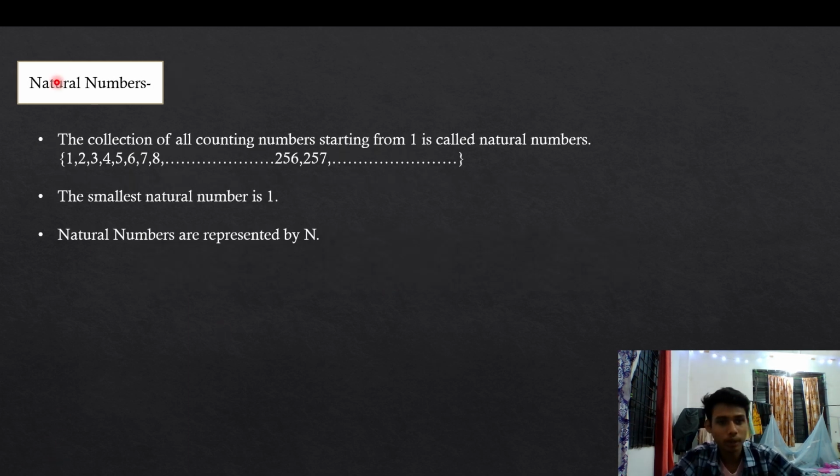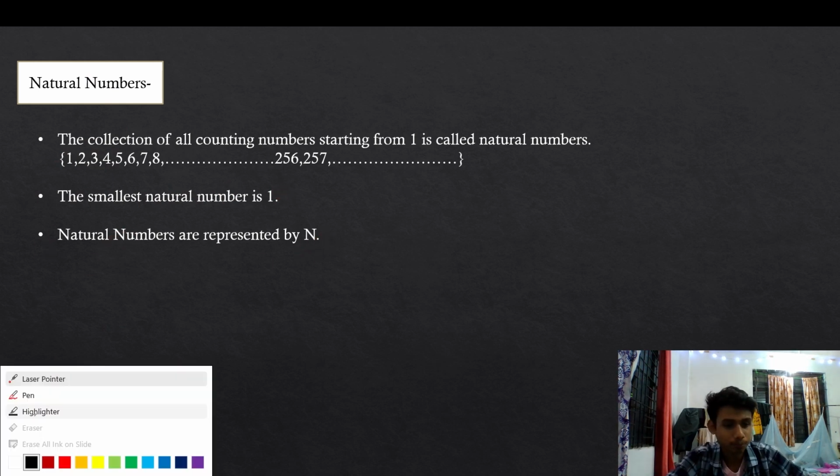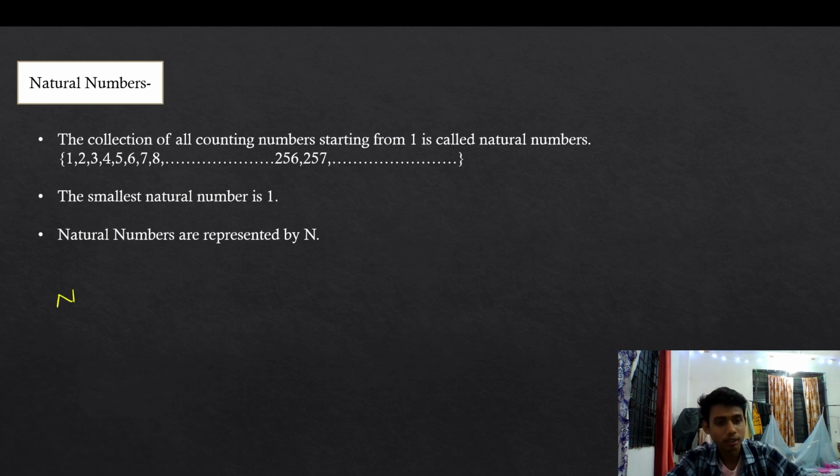Now comes our next topic, that is the natural number. Now according to the definition, the collection of all counting numbers starting from 1 is called natural numbers. As you can see here, 1, 2, 3, 4, 5, 6 and up to infinity, these are all natural numbers. Now we have to remember that the smallest natural number is 1 and natural numbers are represented by the capital letter N. If we write here, natural numbers equals 1, 2, 3, 4, up to infinity.